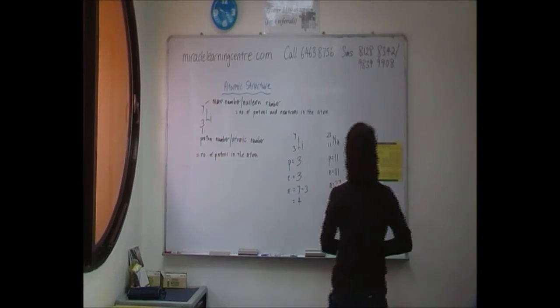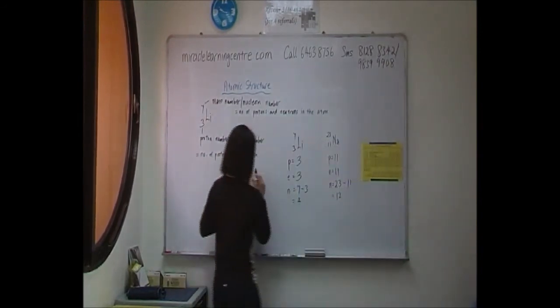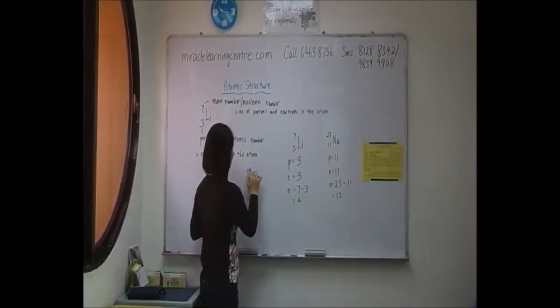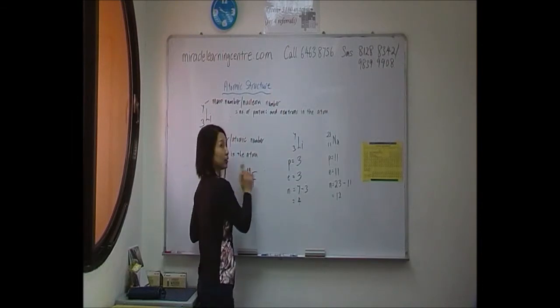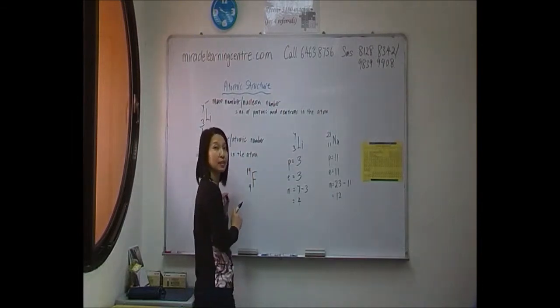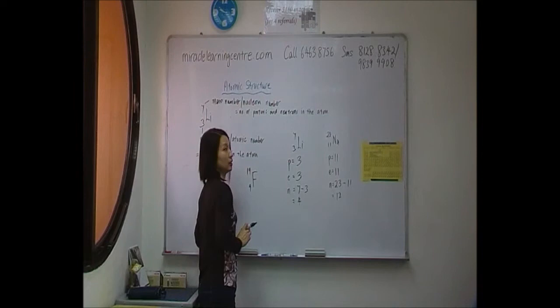Okay, let's try one last one, which is fluorine. Fluorine, 19 and 9. The top number is always the mass number. Remember, the bigger number is the mass. It's always heavier, right?